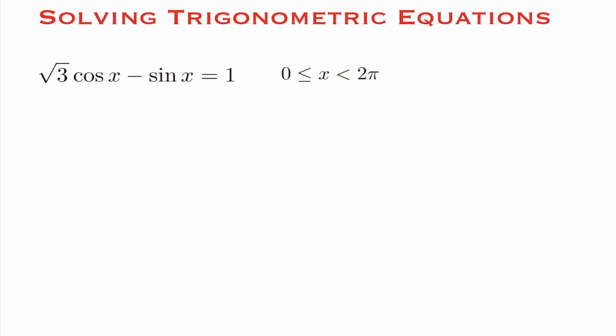Alright, in today's lesson we're going to be looking at solving trigonometric equations. So our first one here is root 3 cos x minus sin x equals 1. Again, the focus of this lesson will be these trig equations. Some of these will require identities.